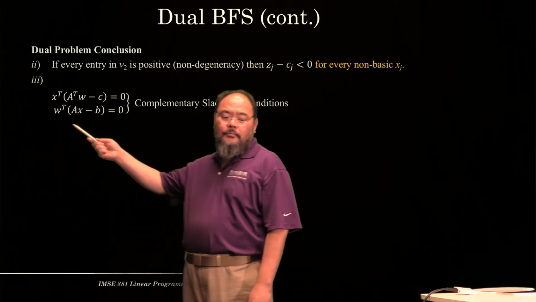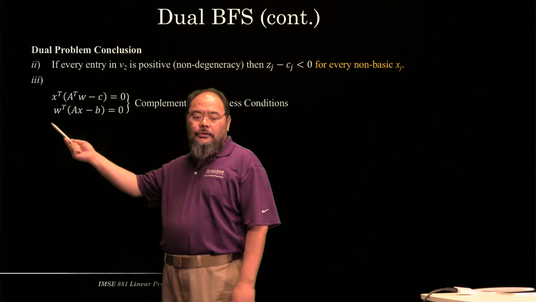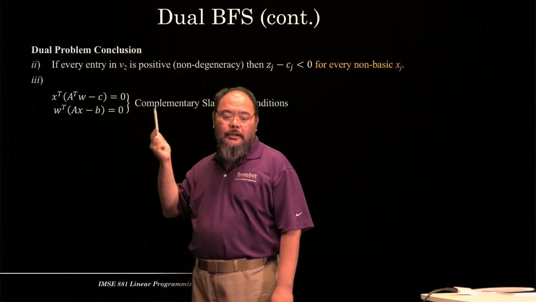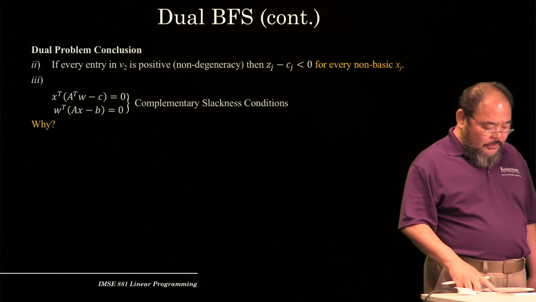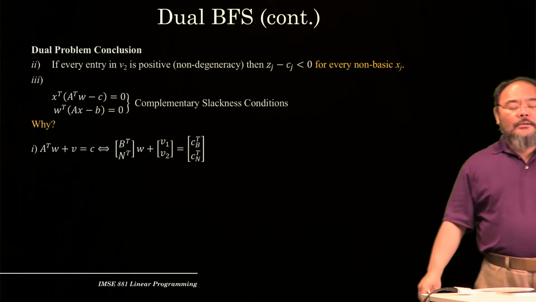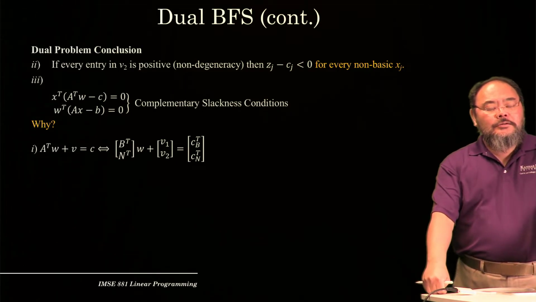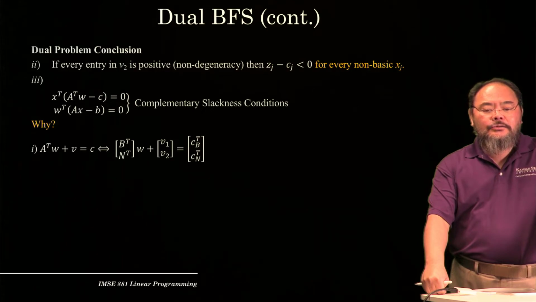Once again, primal variable times dual constraint equals 0. Dual variable times primal constraint equals 0. We're going to show that right away. A transpose times omega plus V equals C. That's my dual constraint. We can separate them out.